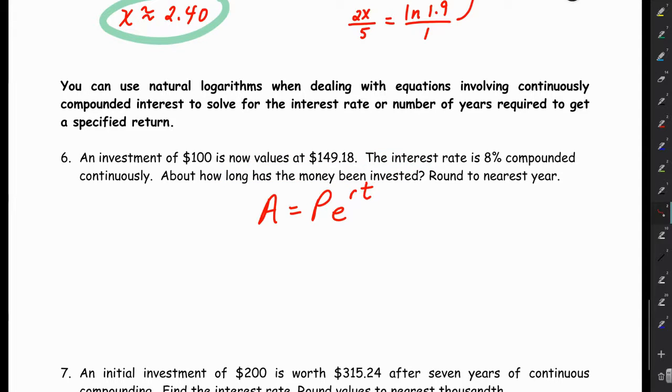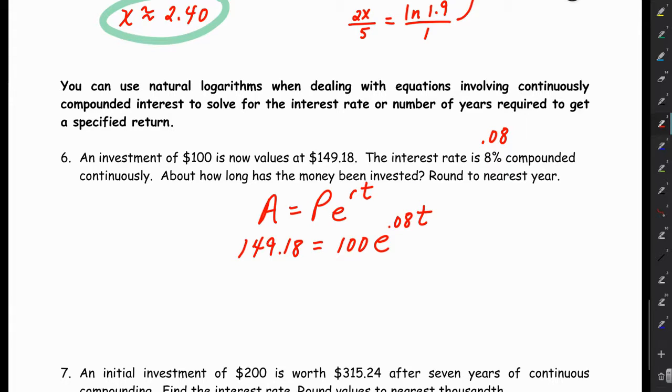So let's fill in everything else. The final amount is 149.18. The initial amount is 100. Our rate is 8%, but if we convert that to a decimal, that's 0.08. t is what we're trying to solve.